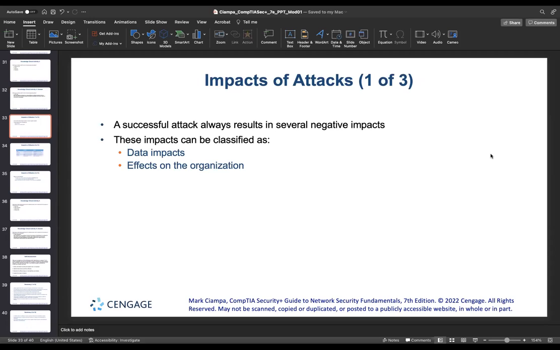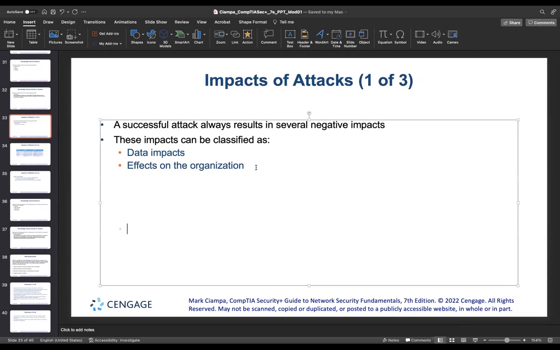Okay, so now let's talk about the impact. So far we talked about, and let me just put it down here, a threat that basically attacks a vulnerability. And then as a consequence of this attack, there is an impact, right?